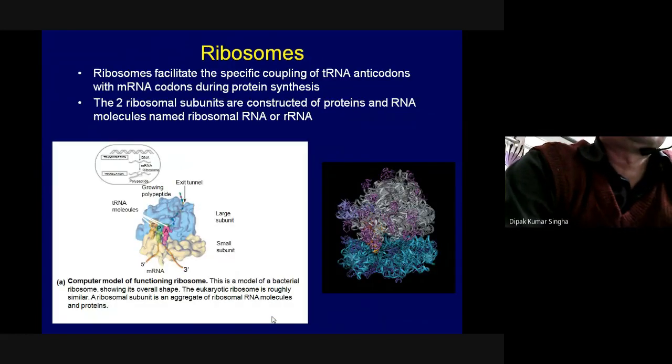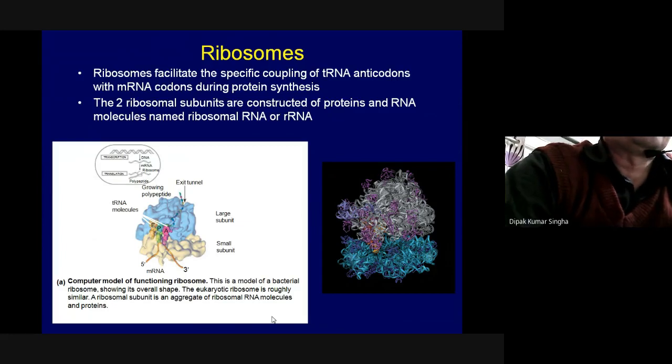The ribosome, which is the workhouse for protein synthesis, facilitates the specific coupling of the tRNA anticodon with the mRNA, and all this coupling occurs in the ribosome during protein synthesis. The two ribosomal subunits are constructed from protein and RNA molecules named ribosomal RNA or rRNA.